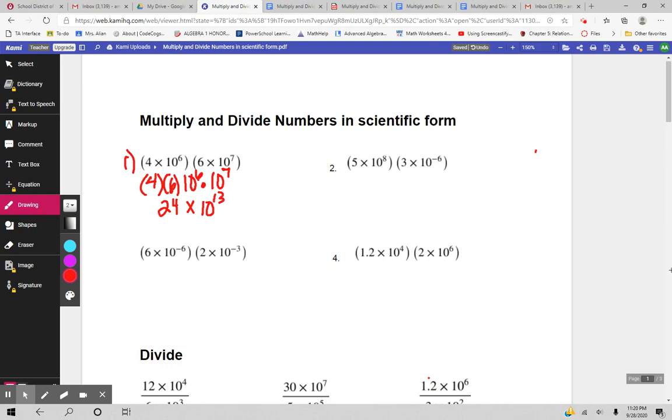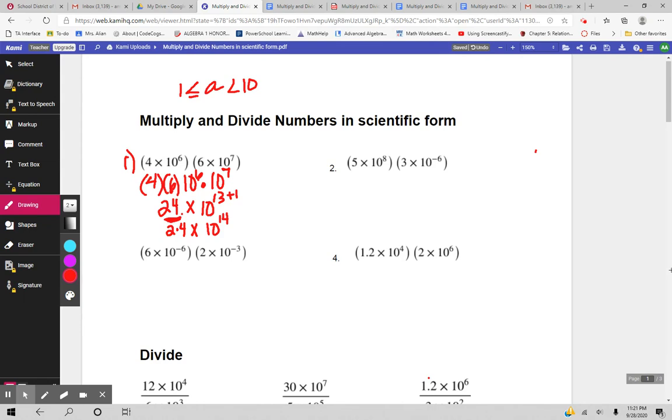But this is not in scientific form. And we like to give our answer in scientific form. This does not fit the definition that says A must be a number 1 or greater, but less than 10. So we need to move the decimal from here and put it here. We're going to make the number smaller by a power of 10 when we do that. So if we make this number smaller by a power of 10, we have to make this larger by a power of 10. So we just add 1 here, and then we get 14. So now we have the same answer, but in scientific form.